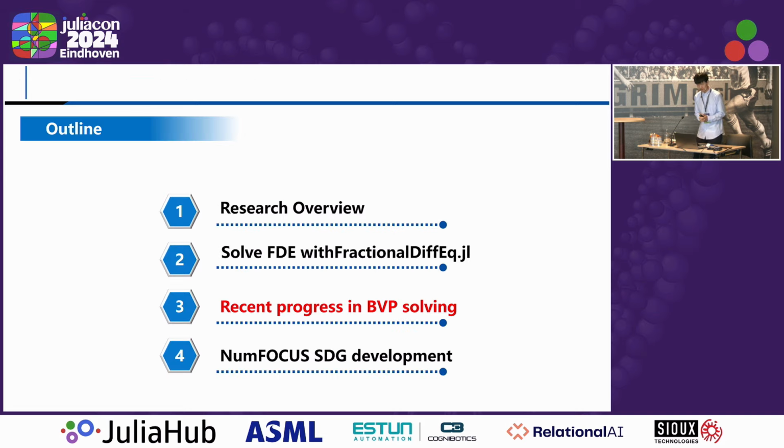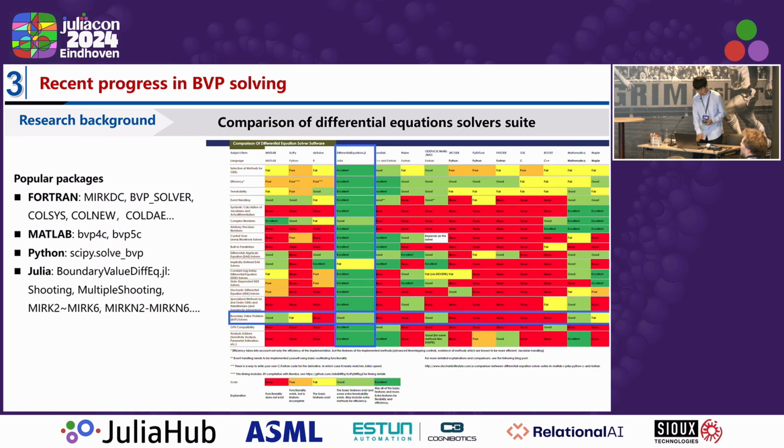Next is the recent progress of BVP solving in the SciML universe. This chart is made by Chris Rackauckas. I believe many of you may be familiar with the differential equation solving ecosystem in Julia and the SciML stack. As the most powerful DiffEq suite, DifferentialEquations.jl can handle many kinds of problems, like solving ODE, DDE, SDE, making solving these equations much easier.